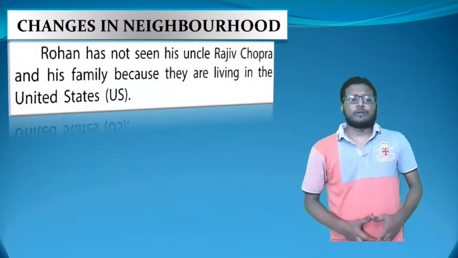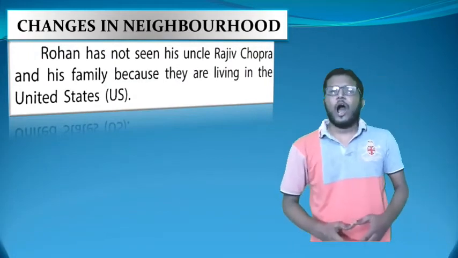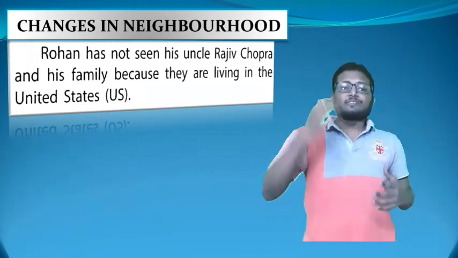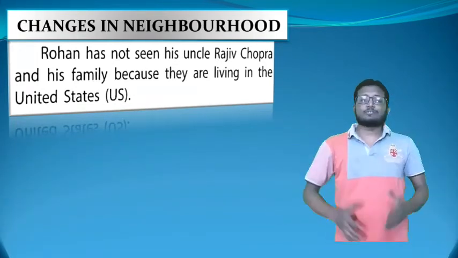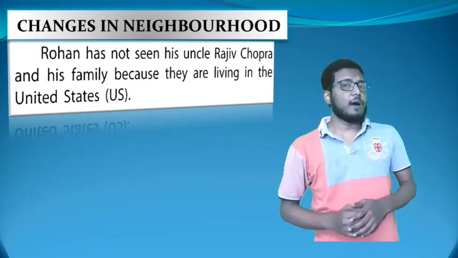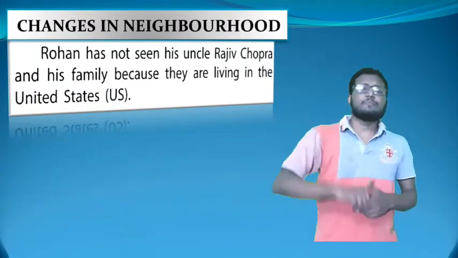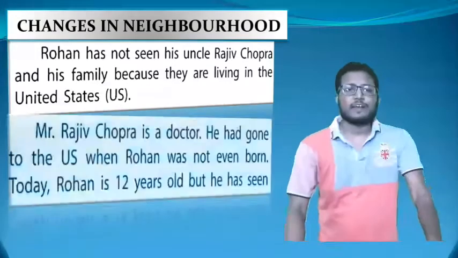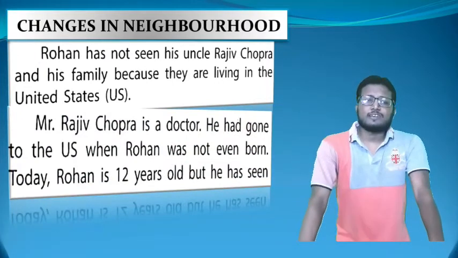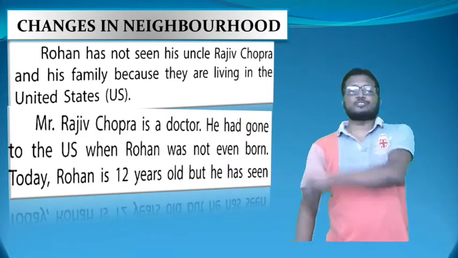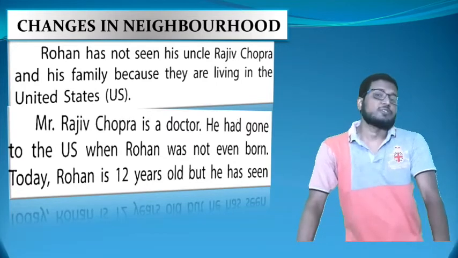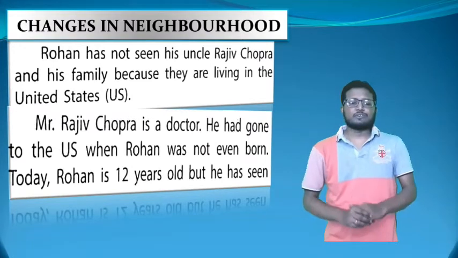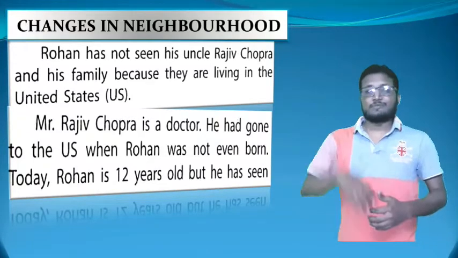This is a story of Rohan. Rohan has not seen his uncle Rajiv Chopra and his family because they are living in the United States. So what is the reason? Rohan has not seen his uncle, Mr. Chopra, because he doesn't live there. He lives in America, United States. And Mr. Rajiv Chopra is a doctor. So a question may come: by profession, Mr. Rajiv Chopra is what? Doctor, engineer, teacher, what? Answer, doctor. He had gone to the US when Rohan was not even born, that means very long before.